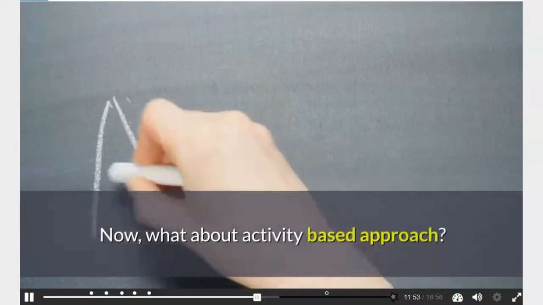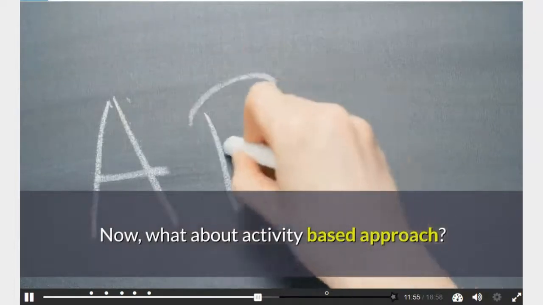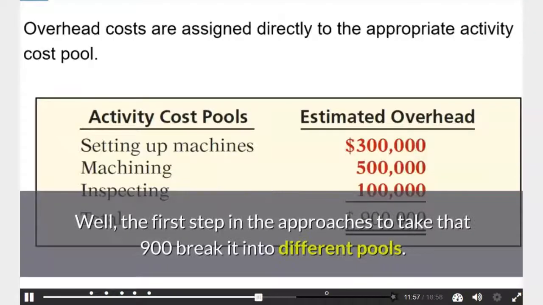Now, what about the activity-based approach? Well, the first step in the approach is to take that 900 and break it into different pools.